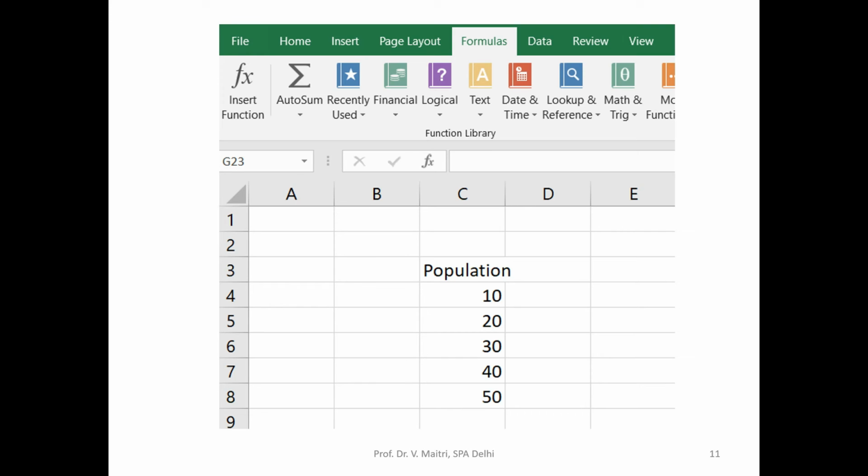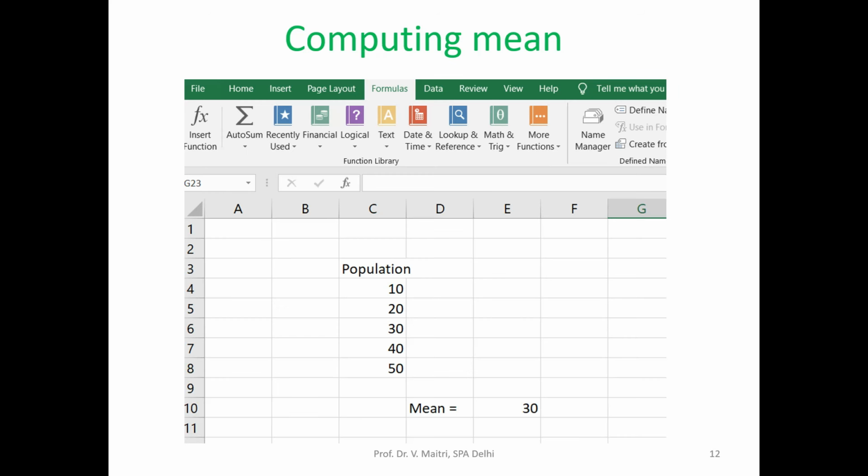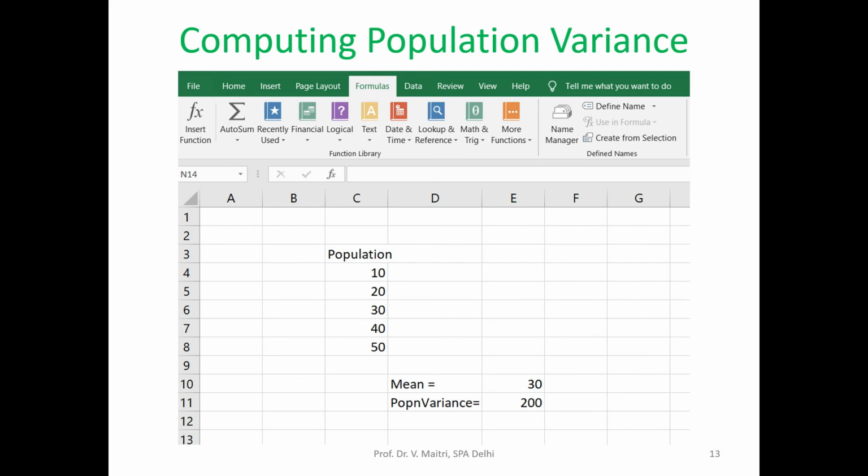Now I am going to show you the impact of that. Let's take this population: 10, 20, 30, 40, 50. This is only a small population. What is the mean of this? Very simple, the mean is 30. Next, we compute the population variance. Using that formula, the population variance works out to be 200.